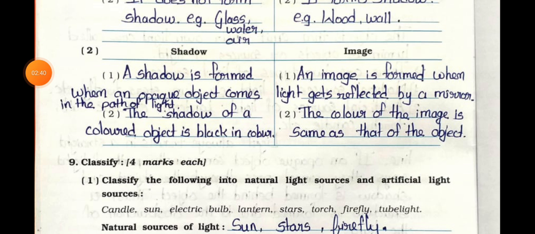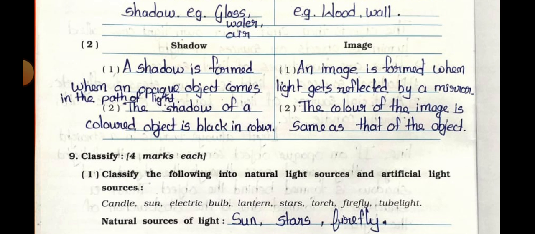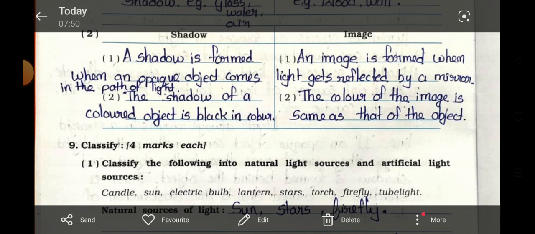Now number 2, difference between shadow and image. Number 1, a shadow is formed when an opaque object comes in the path of light. And point 1 in image, an image is formed when light gets reflected by a mirror. Number 2, the shadow of a colored object is black in color, and in image, point 2, the color of the image is the same as that of the object.